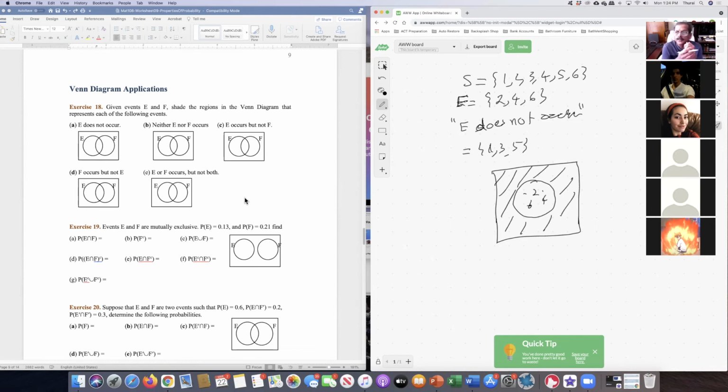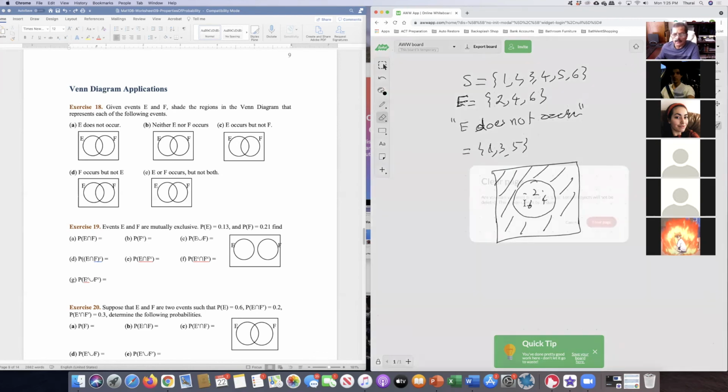All right, going over to exercise 19. E and F are mutually exclusive. That means, look at the Venn diagram, they should not intersect, right? There's nothing common. So my two circles are away from each other. Now it says probability of E is 0.13, probability of F is 0.21. Find all these other ones.